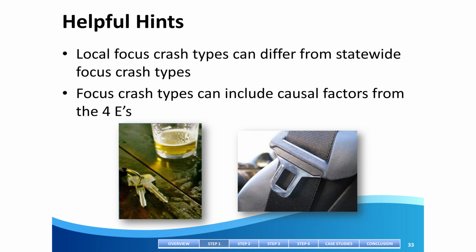So we've already talked about the first bullet there, but the second bullet is important as well. We don't always need to focus on engineering improvements. We may see that alcohol, speed, seatbelt use is a contributing factor or rises very high on the list, and those can be addressed through some systemic improvements as well, or at least we could partner with law enforcement or education to help improve those.